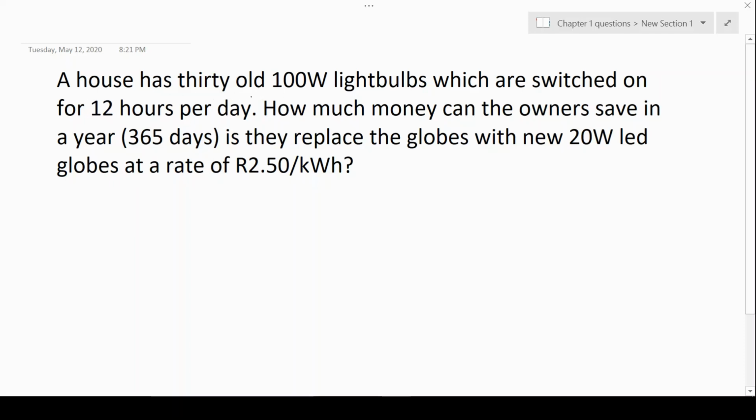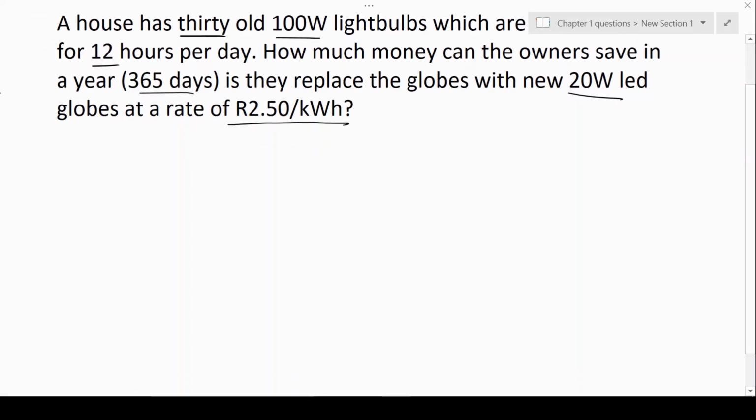You have a house that has 30 100 watt light bulbs, which are switched on for 12 hours a day. How much can the owners save if in a year they replace the globes with 20 watt LED, and the rate for electricity is 2 Rand 50 per kilowatt hour? So scenario 1, the owners are using the 100 watt light bulbs for a year. Scenario 2, they're using the 20 watt LED globes for a year. What would the cost of the two scenarios be, and what will the difference be?